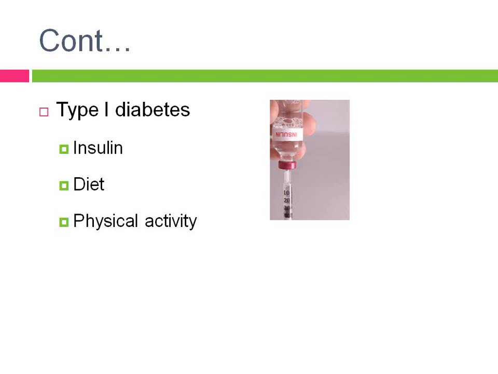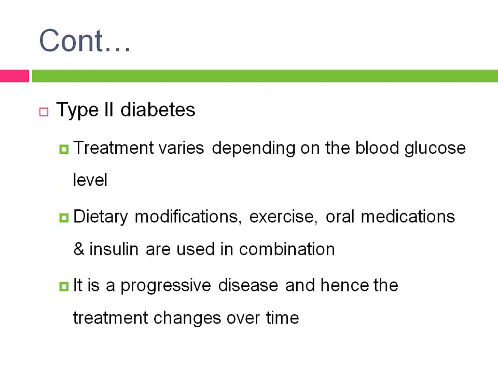The treatment aims are 2. 1, to keep the blood sugar in the normal range, and as I said, to avoid complications in the future. Type 1 diabetes, as we saw, it is a lack of insulin, so the treatment is giving back what is not there in the body, that is insulin. Of course, diet is going to be important, and physical activity adds on to it.